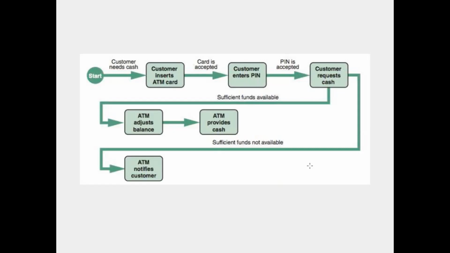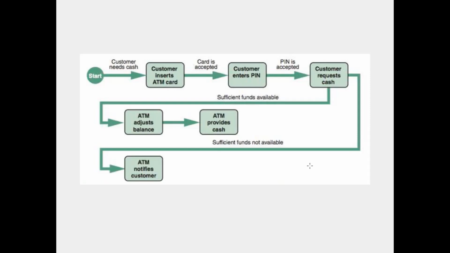Okay. So we were discussing what might happen when a customer requests cash, when sufficient funds are available and when sufficient funds are not available. Depending on whether you have sufficient funds or not, you might get different directions. In this diagram, if the customer has sufficient funds, then the ATM first has to adjust the balance and then provide the cash. Now, if you do not have sufficient funds in the account, then the ATM should notify the customer that there's not enough funds in the account, right?